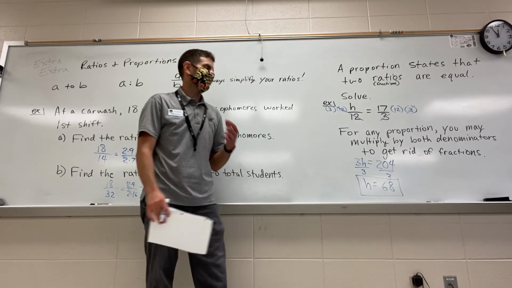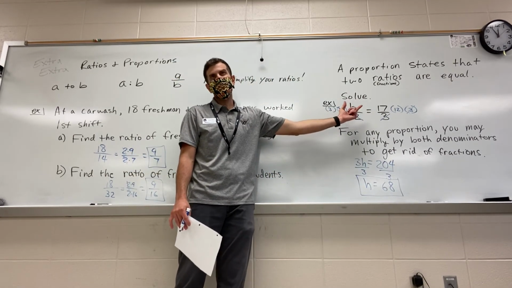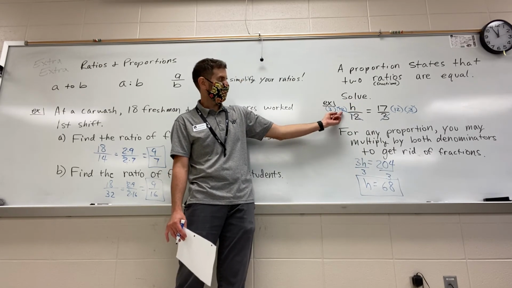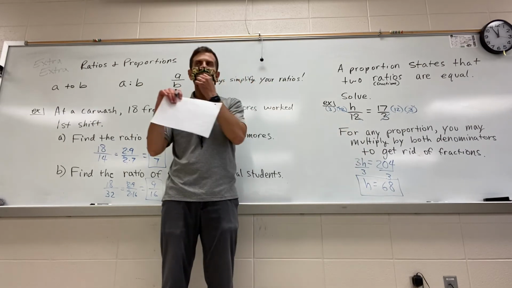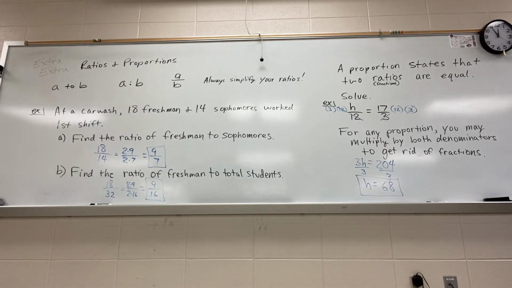So, again, multiplying by both denominators is actually the long way to do this problem, because we could have just multiplied by what? 12. But I wanted to show you that it works. Yeah, question, Tiger. Not really a question, but I solved that by dividing 12 by 3, which is 4. And then 4 times 17 is what h is, which is 68.